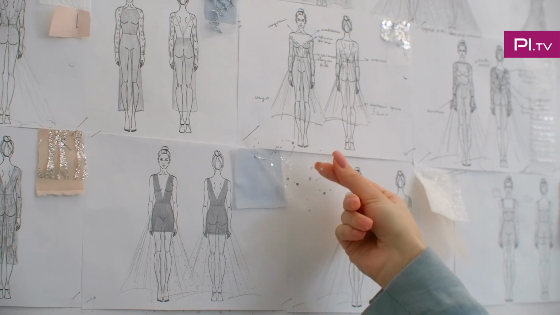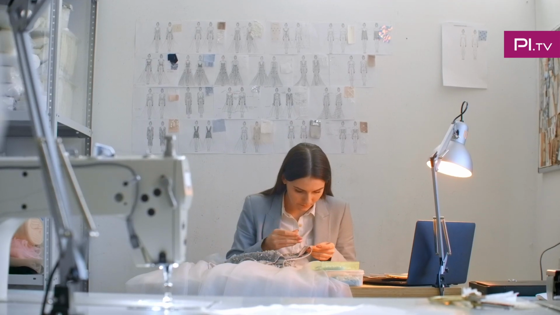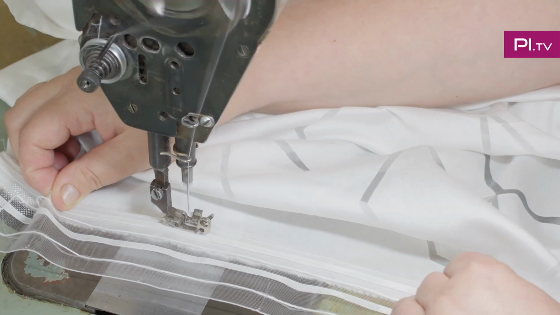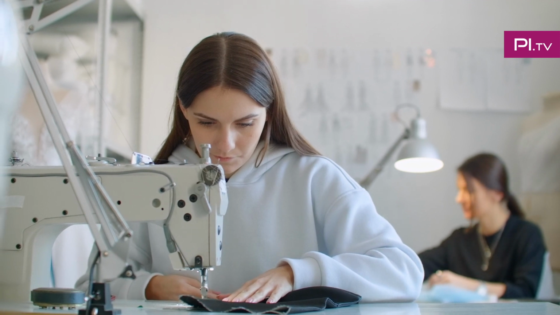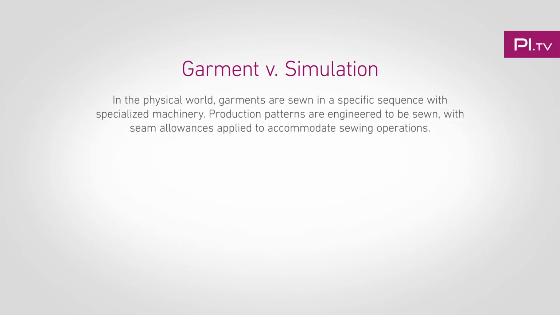So when we talk about the differences between garments and simulations, we have to look at how they're created. In the physical world, garments are made to be sewn. We are still using sewing machines to put these things together, and that has a direct impact on the geometry of the patterns, and it influences some of our decisions as to how we're going to put the garments together and create them and what some of the finishing details will look like. Our production patterns are engineered specifically to be sewn. We don't need these in 3D.